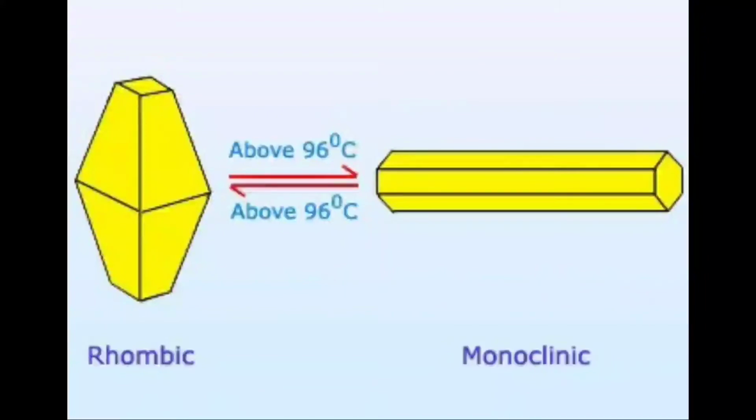So both are crystals, means both are solid, but the crystal shape is different, means the phase is different. So rhombic sulfur converting into monoclinic sulfur, or monoclinic sulfur converting into rhombic sulfur, is known as a phase transfer. Means allotropic mixture: both are solid but the phase is different. So it is known as allotropic mixture.